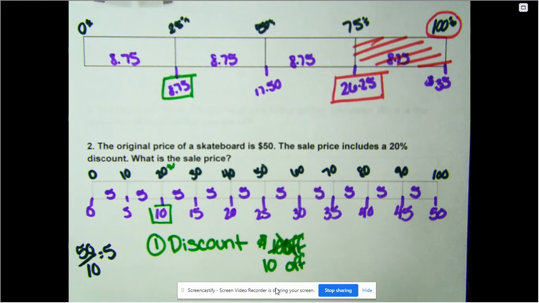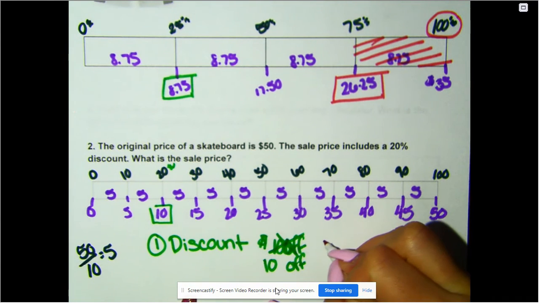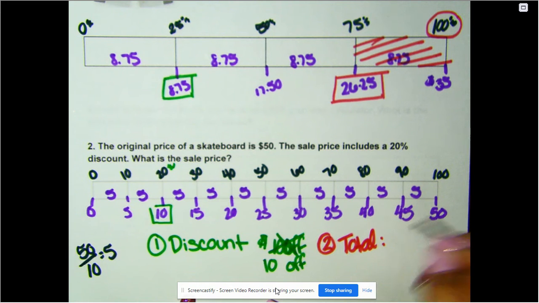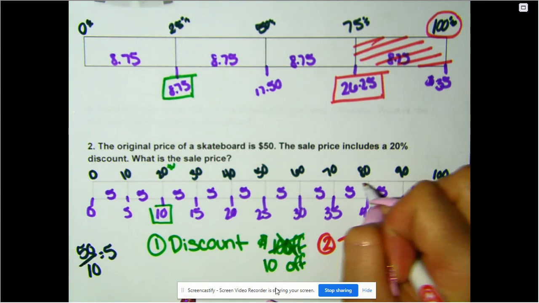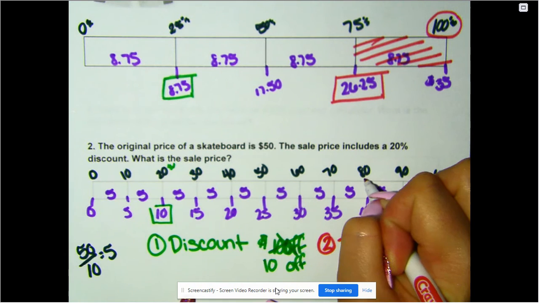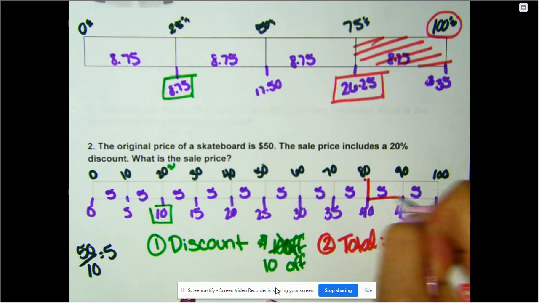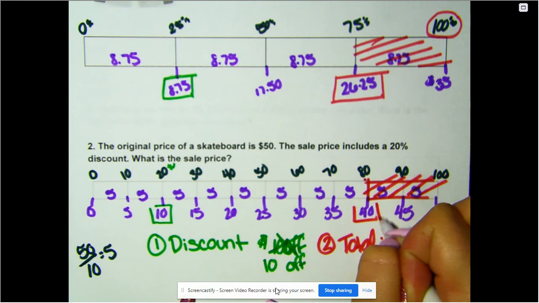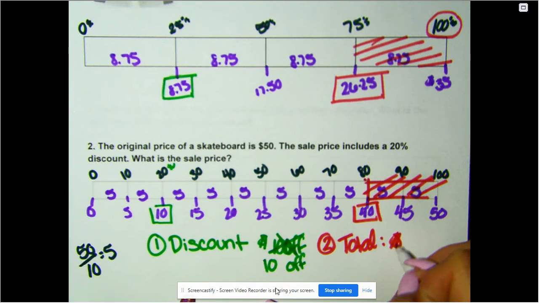Now I need to find the total. This one could be easier because you take 50 minus 10 to get the total, or the total is also represented on my model. If I go on this side and take away 20%, 100 take away 20 would be 80. This section gets removed. So my new cost of the skateboard would be $40.